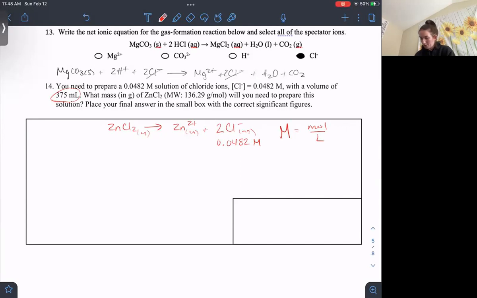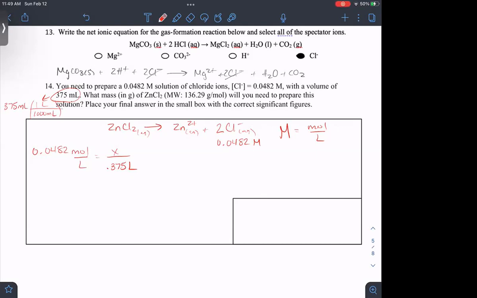We can use our 0.0482 moles over liter, molarity, which will be equal to the number of moles, which we don't know how much we have, times 0.375 liters, right? And this is just that conversion there. Okay, where did I lose people? So far, so good.